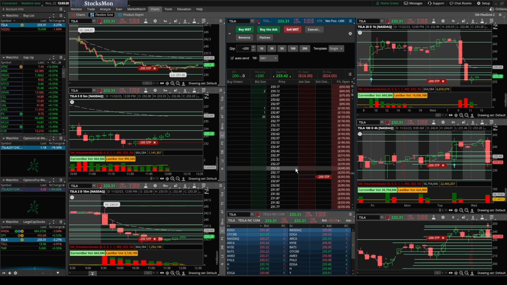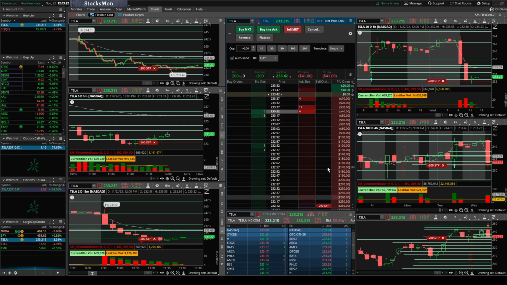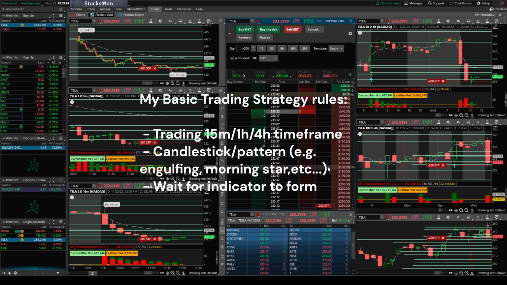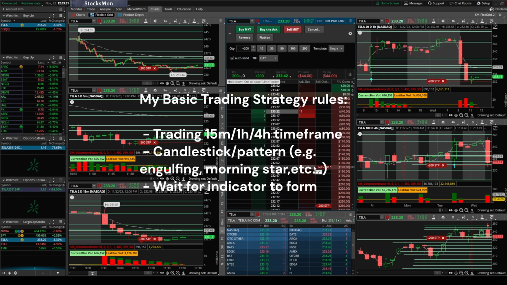For orders, I usually place together with a stop limit using the OCO template in TOS. This way I can manually move the SL up and down if needed. My indicators, Engulfing and morning star. My time frames, 15 minutes, 1 hour, and 4 hours.